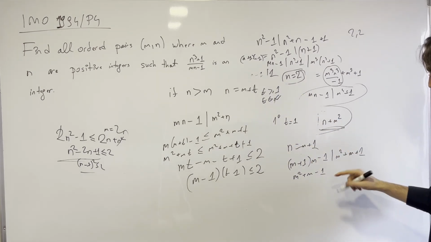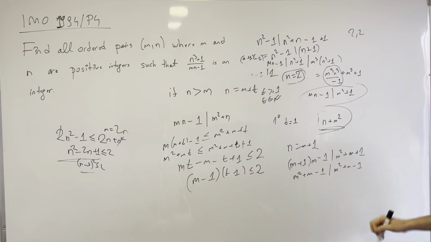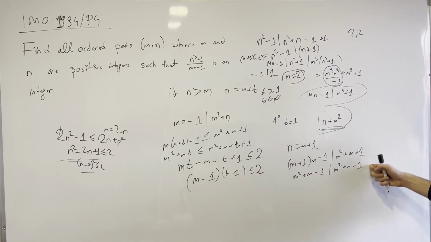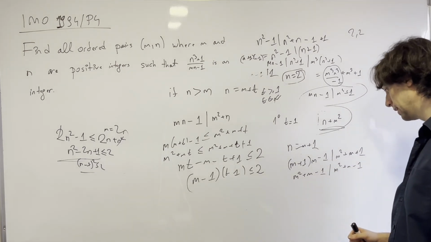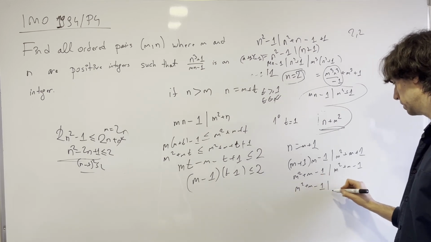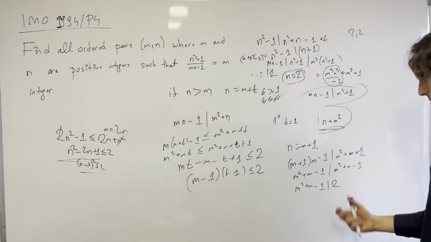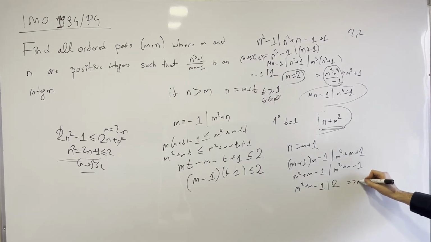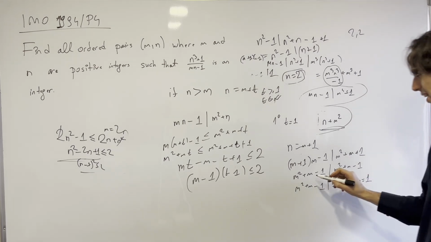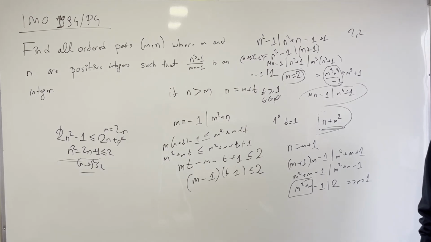So from here, I get this divides also m squared plus m minus 1. I subtract this from this, and I get m squared plus m minus 1 needs to divide 2. And this is incredibly limited. This means that m is equal to 1. Why? Otherwise, this is equal to m times m plus 1.